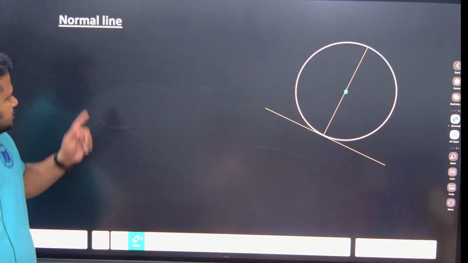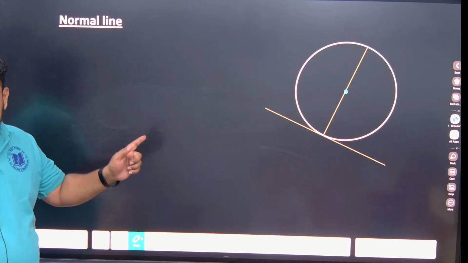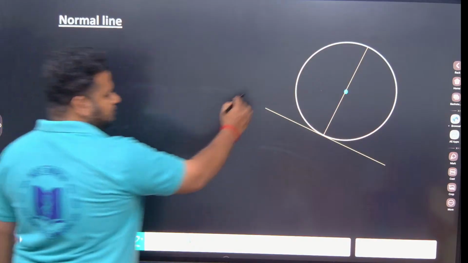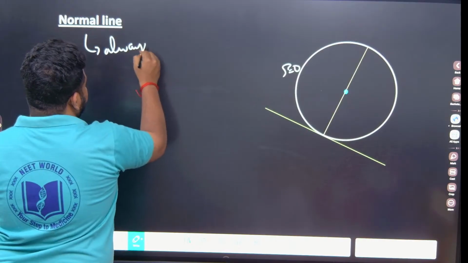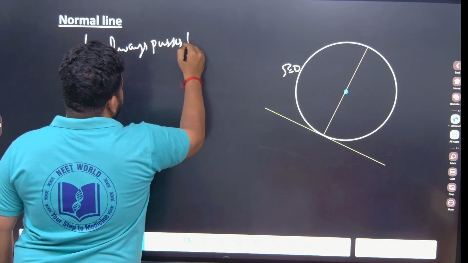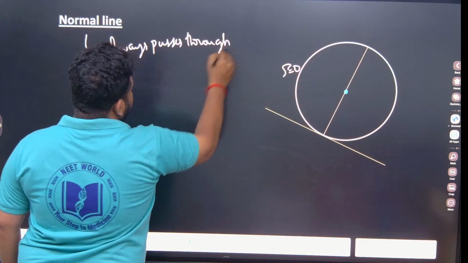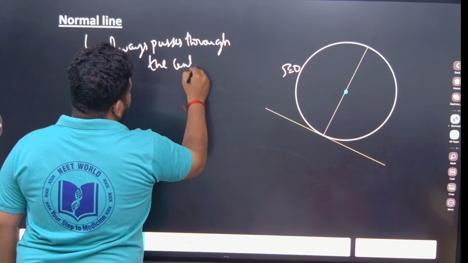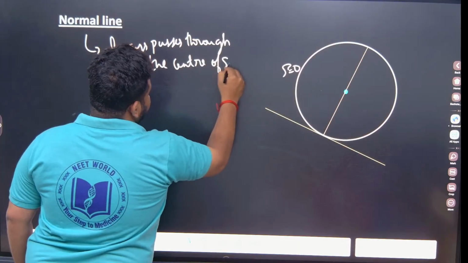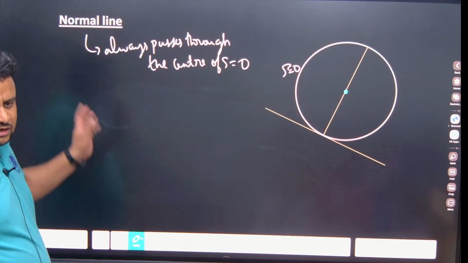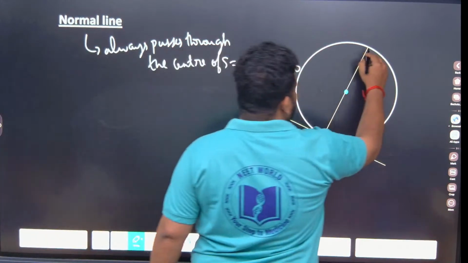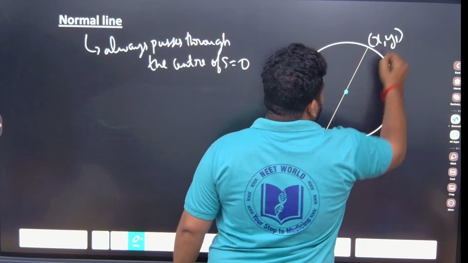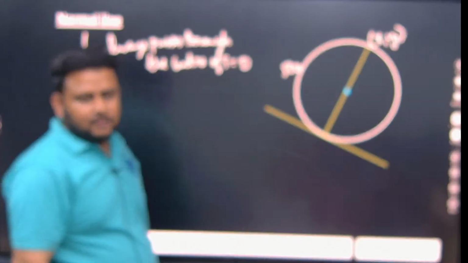What you will do is, the normal line always passes through what? The center. Suppose this is the circle given by s is equal to 0. The normal line always passes through the center of s is equal to 0. So, when you know the normal line always passes through the center, suppose x1 y1 is given as a point. If they ask you to find the equation of the normal, how will you find it?